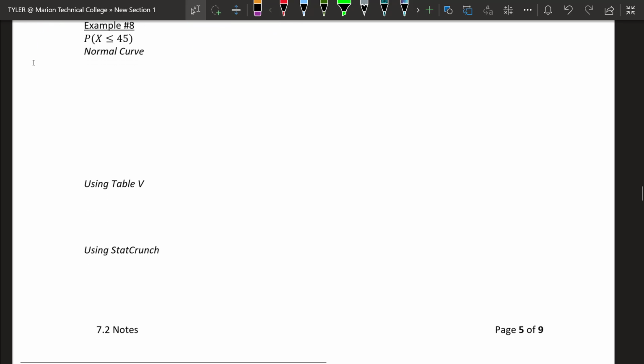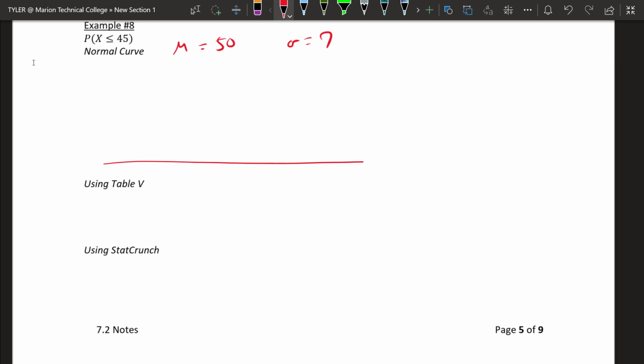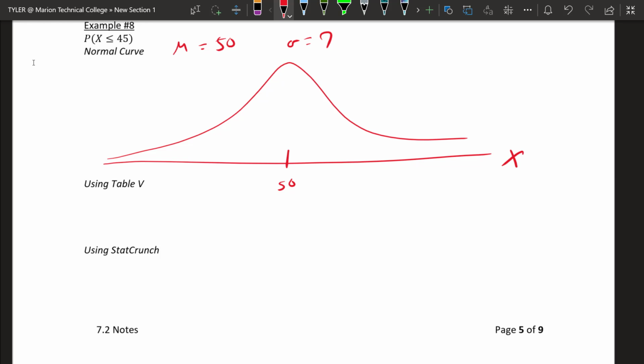Then the next example, example 8. We still have the same setup in the sense that the mean is equal to 50 and the standard deviation is 7. I'm trying to find the area to the left of 45. So if I draw this normal curve, in the center is going to line up with a mean of 50, if this is my x-axis. Then 45 is going to be somewhere to the left, and I'm finding the area to the left of 45.